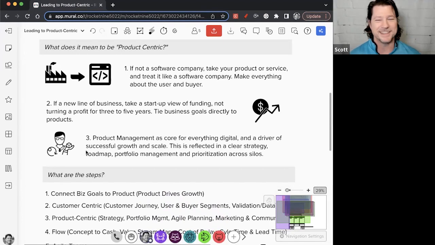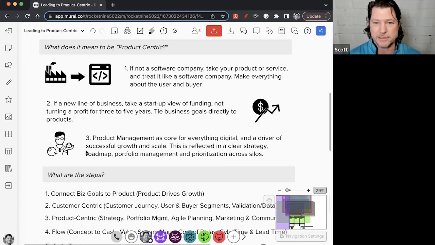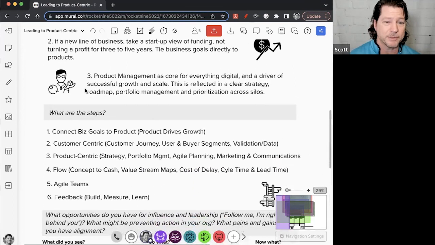And then last, this is why I care about product owner. Number 3, product management is the core of everything we're doing, and it's the driver of growth and scale. That's how we will get there. But if you look at your organization internally, I don't commonly see that we're very robust in our product management. That looks like a clear strategy, a roadmap, active portfolio management, prioritization across the silos. And I mean prioritization outside of loudest voice wins, right? So getting better about that. So the steps to do that, he's like, yeah, that's something we would want to be about.